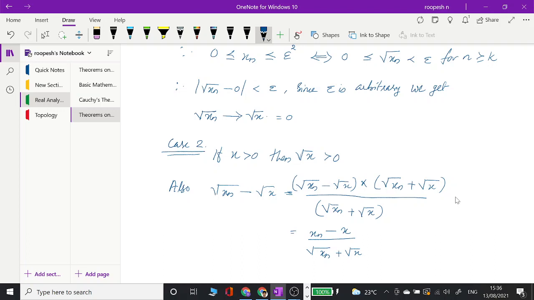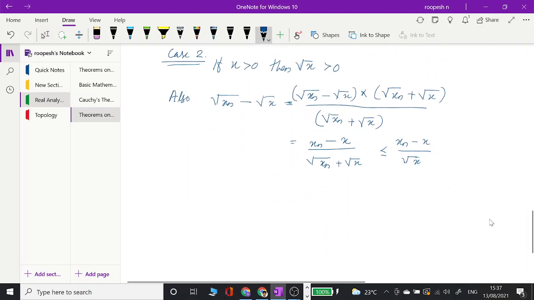Now this quantity is less than or equal to modulus of xn minus x divided by square root of x. Can I do like this? Since the denominator is greater than or equal to square root of x. What is the reason?